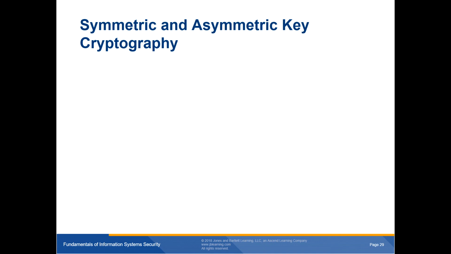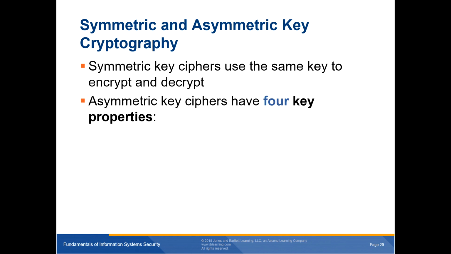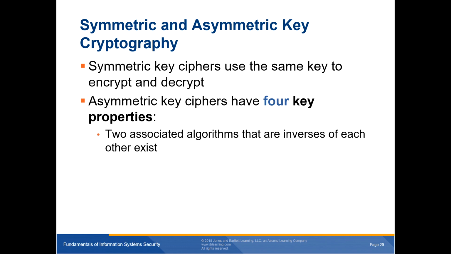Okay, symmetric and asymmetric key cryptography. Symmetric key ciphers use the same key to encrypt and decrypt. Asymmetric key ciphers have 4 key properties, and it is important to know what these are. The first is that 2 associated algorithms that are the inverses of each other exist.